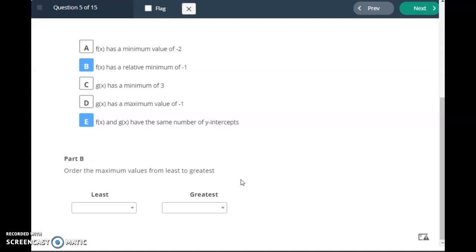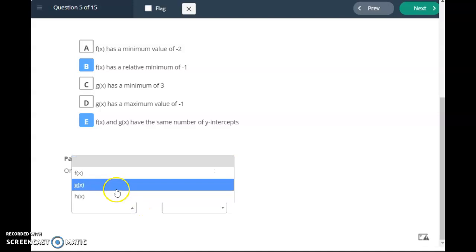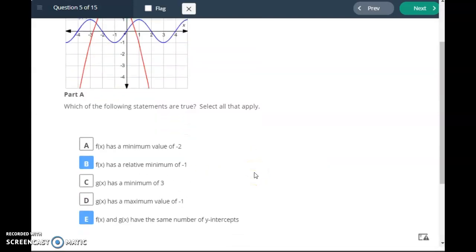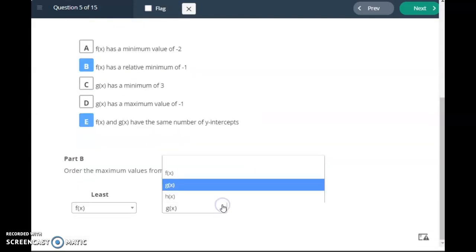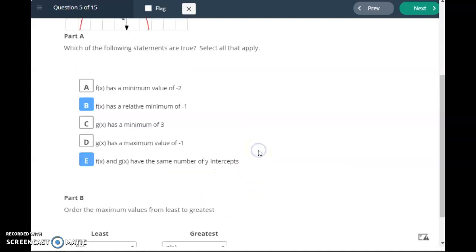What are the maximum values from least to greatest? So g of x is the bigger one. So we go f of x is the least, and g of x is the greatest. Don't get confused by an h of x just randomly showing up there. If it wasn't ever in the question, then it's nothing that we have to worry about.